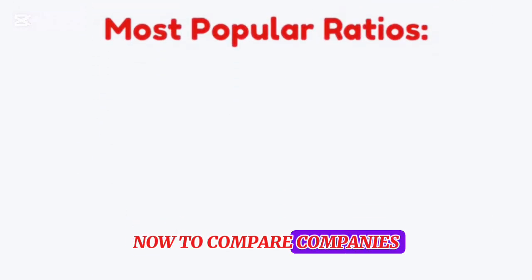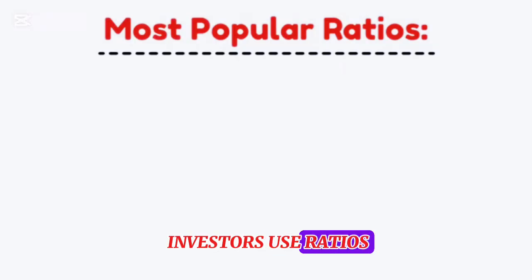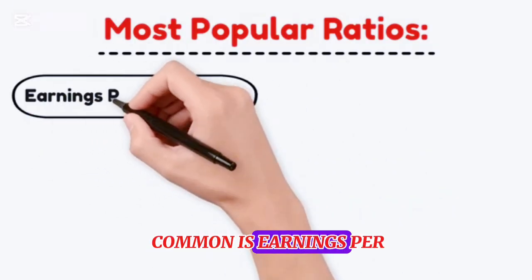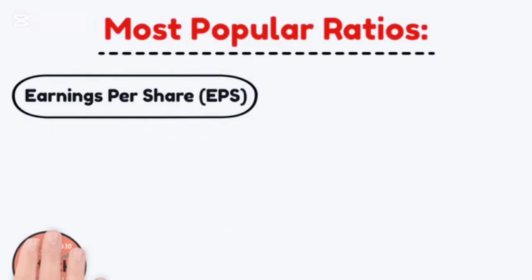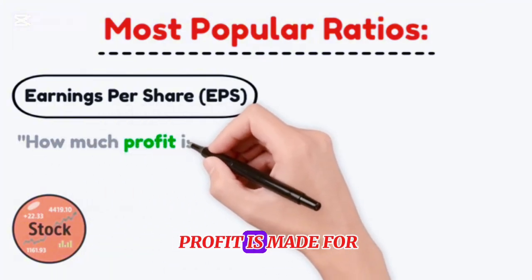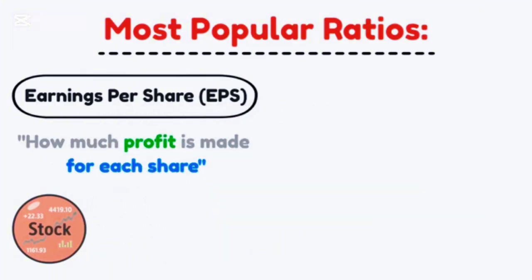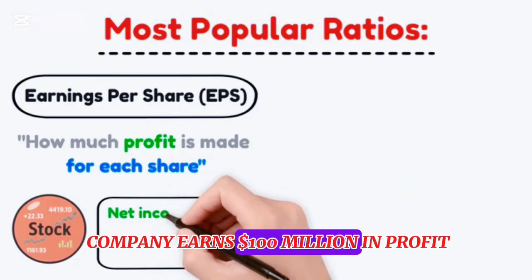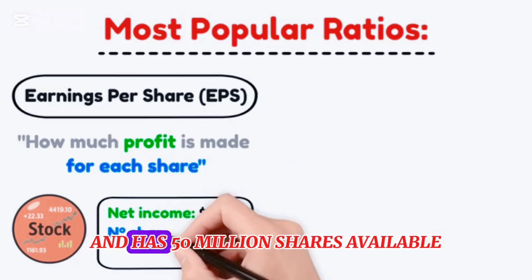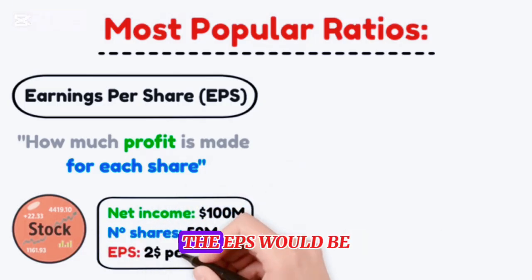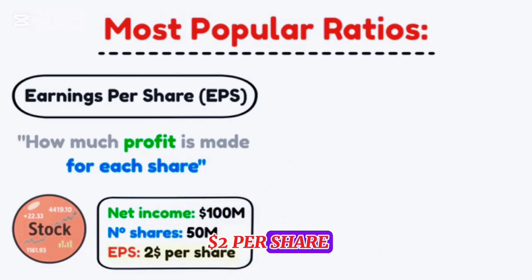Now, to compare companies, investors use ratios. One of the most common is earnings per share, EPS. This shows how much profit is made for each share of stock. For example, if a company earns $100 million in profit and has 50 million shares available, the EPS would be $2 per share.